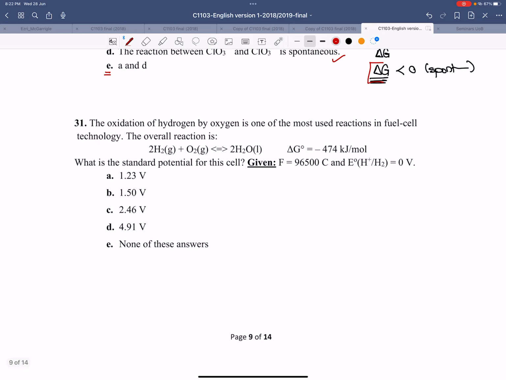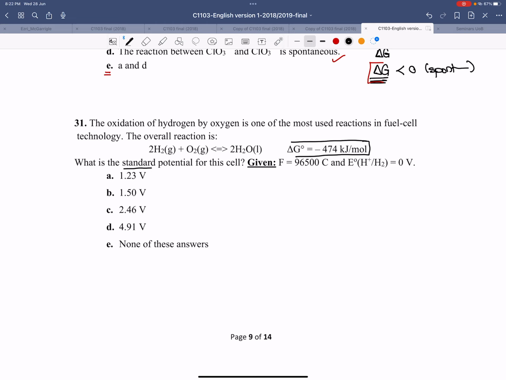31. The oxidation of hydrogen by oxygen is one of the most used reactions in fuel cell technology. The overall reaction is written as follows. Pay attention that they do give you what delta G0 is. What is the standard potential of this cell? Pay attention also to the word standard.